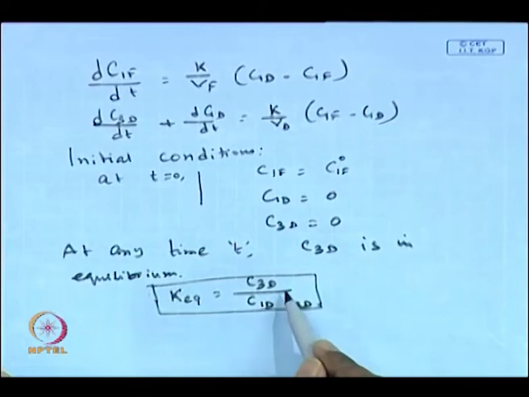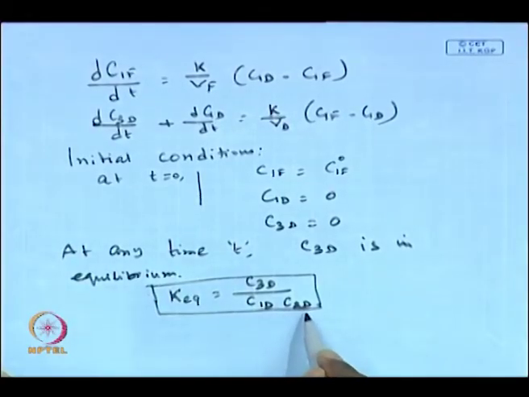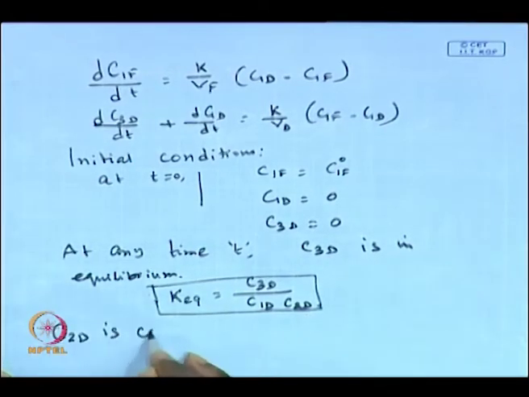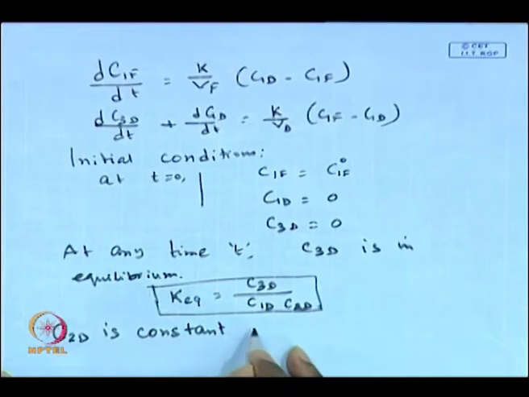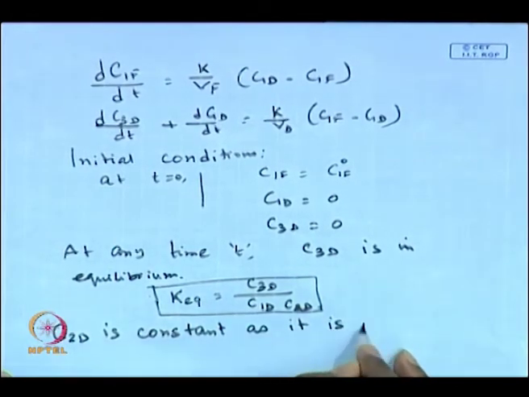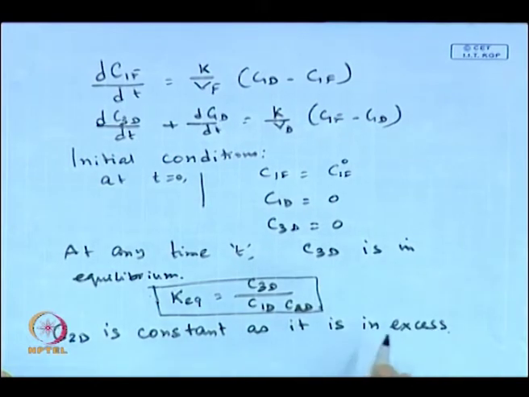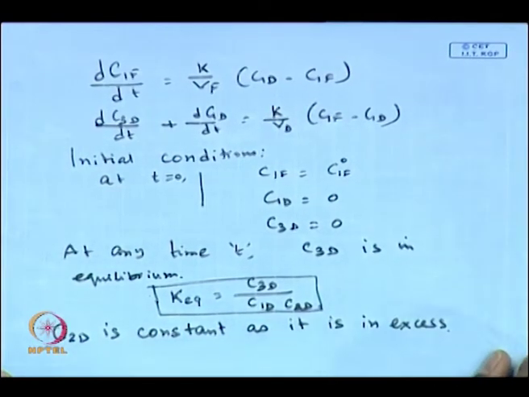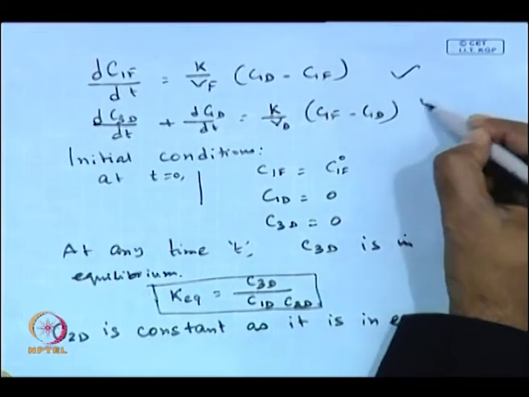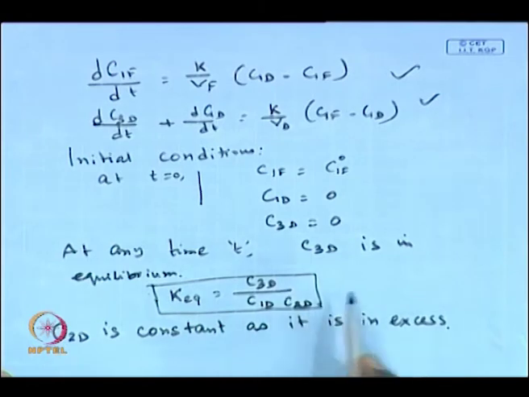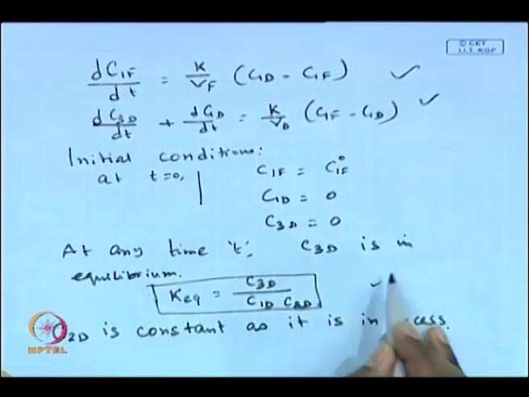So, this gives a relationship between the anilinium ion and the concentration of aniline in the dialysate chamber via this equation, where C2d is the concentration of sulfuric acid. Since it is in excess, this concentration will be treated as constant. So, C2d is constant as it is in excess. Therefore, we can solve these two equations, expressing C3d in terms of C1d and the equilibrium constant. Let us see how we will do that.